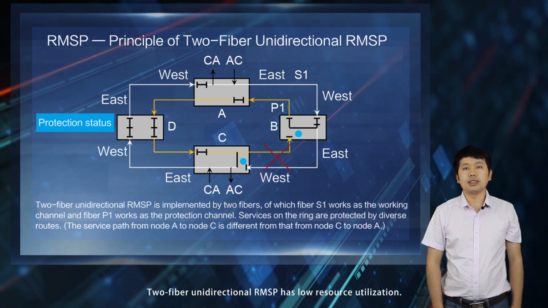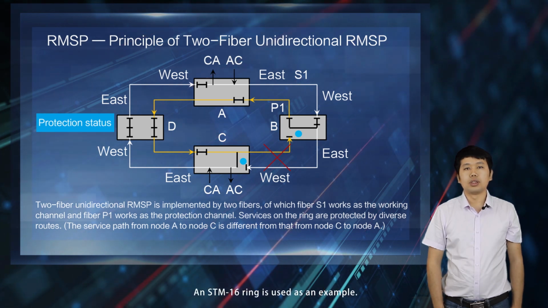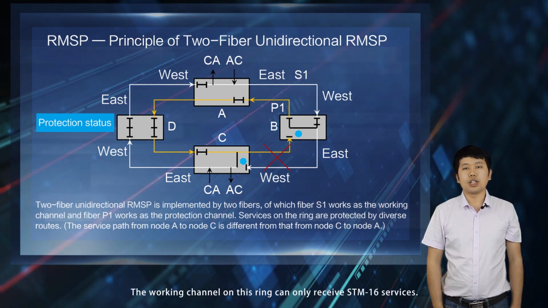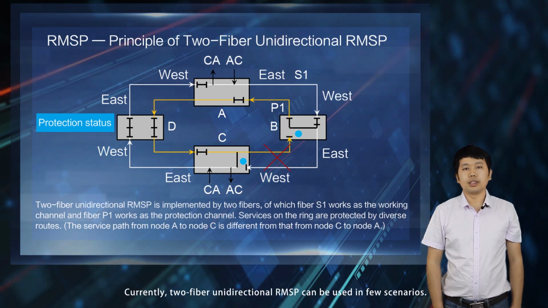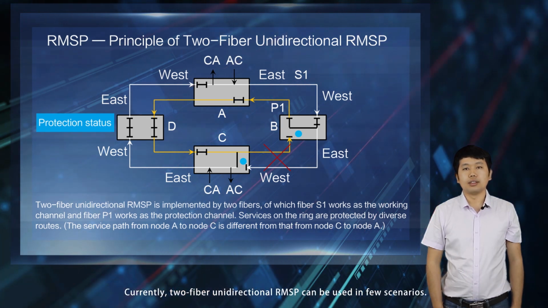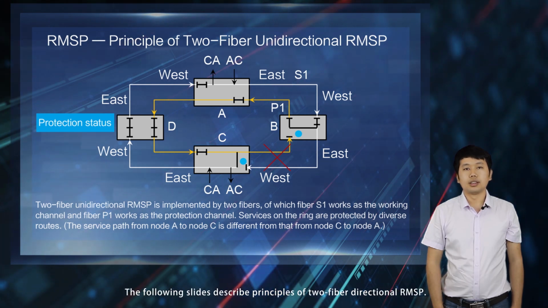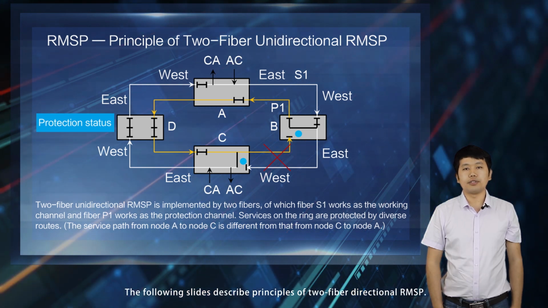Two-fiber unidirectional RMSP has low resource utilization. An STM16 ring is used as an example. The working channel on this ring can only receive STM16 services. Currently, two-fiber unidirectional RMSP can be used in few scenarios. The following slides describe principles of two-fiber bidirectional RMSP.